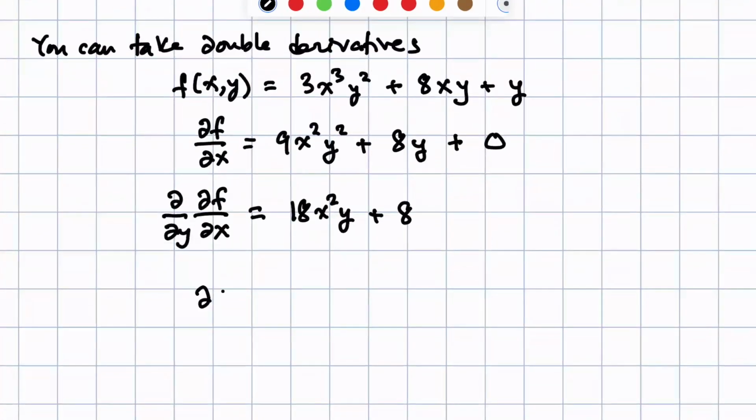Now, let's see what happens if I differentiate by dy first. If I differentiate in dy, the x is a constant. So I get 6x cubed y, and I'm differentiating in y. So x is a constant, and then I have a 1.